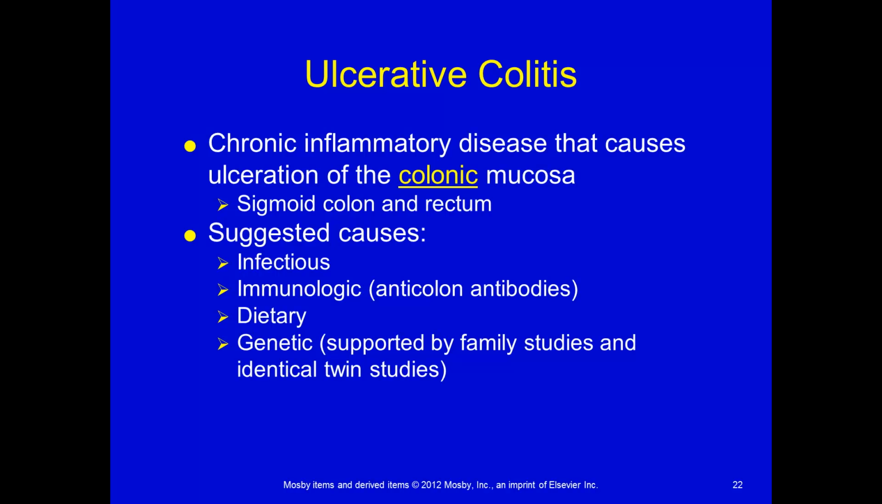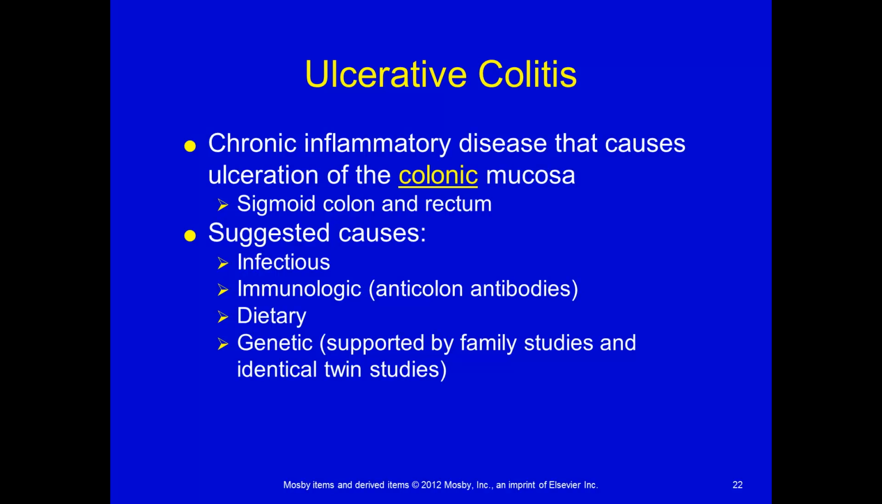Okay, so let's take a step back here and really look specifically at each one of these types of inflammatory bowel diseases. So we'll start with ulcerative colitis. It's a chronic inflammatory disease that causes ulceration of the colonic mucosa only. Again, it starts at the end, like at the rectum or the sigmoid, and may extend proximally up into the colon. And it can extend all the way through the entire colon, but only the colon.